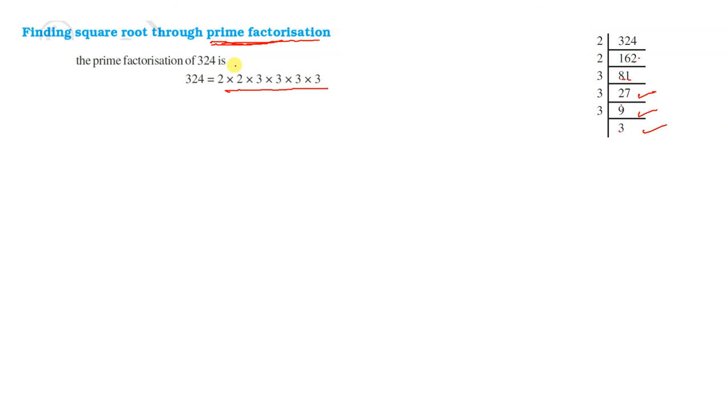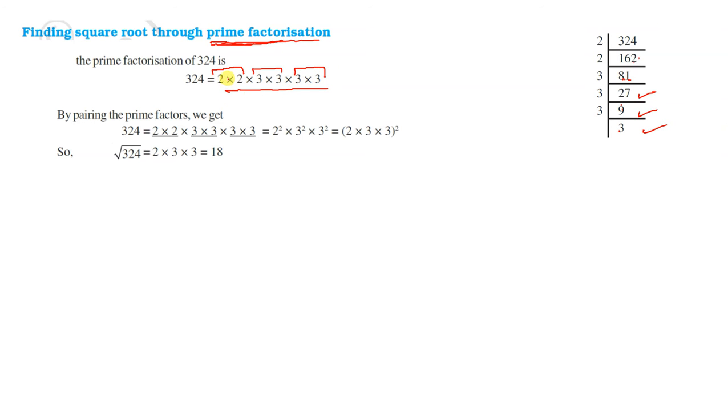After this step, we have to make pairs of equal factors. So one is this pair, another is this pair, and another is this pair. After that, take a number from each pair. Then the square root of 324 will be 2 multiplied by 3 multiplied by 3. We have taken a factor from each pair and then multiplied them, and you will get the square root.